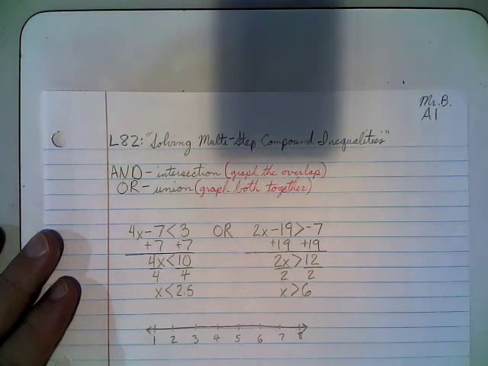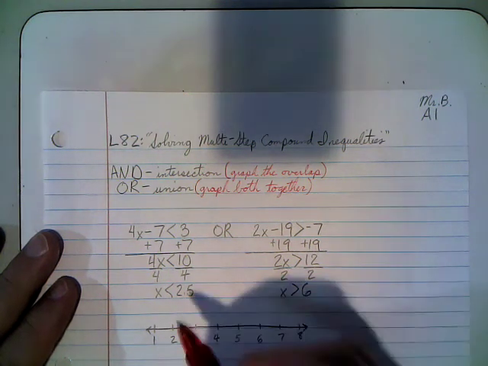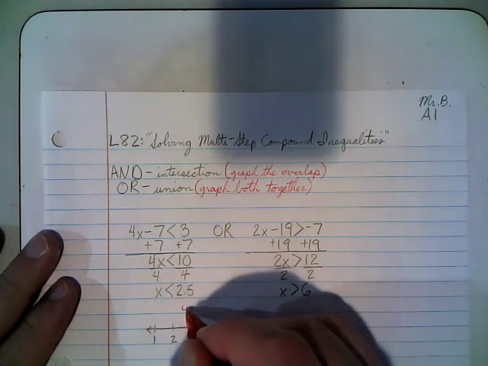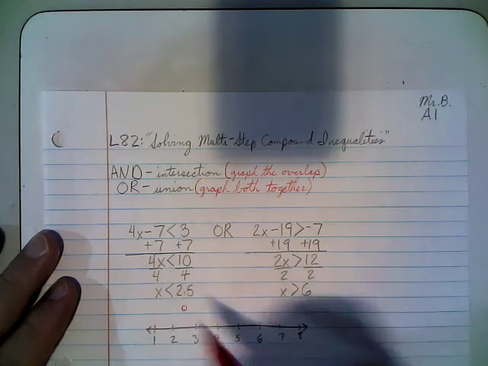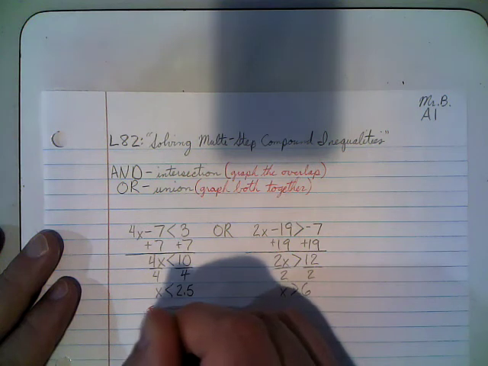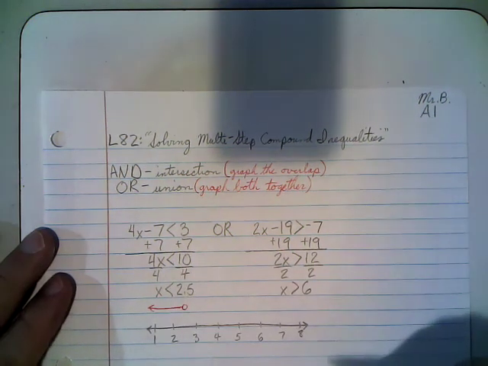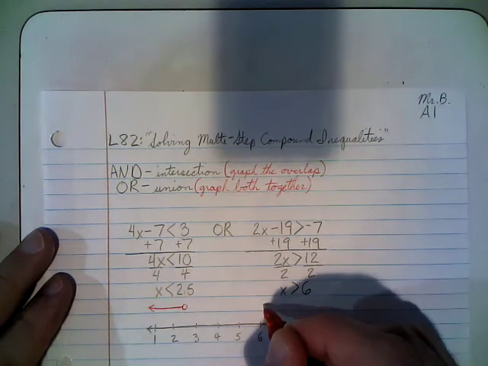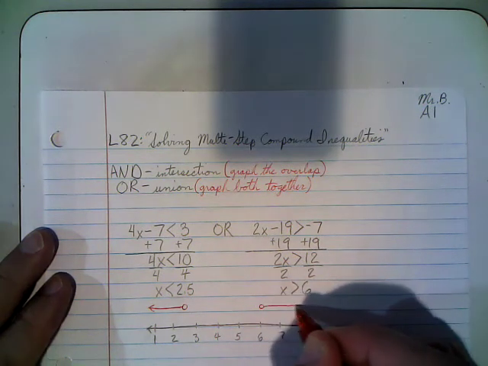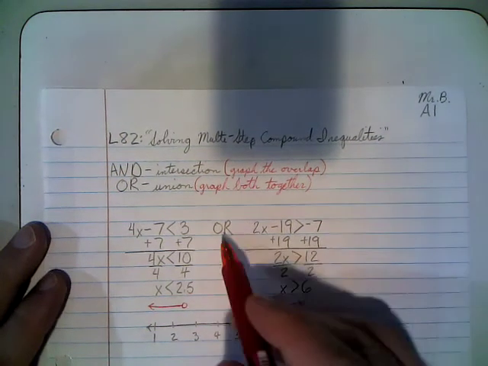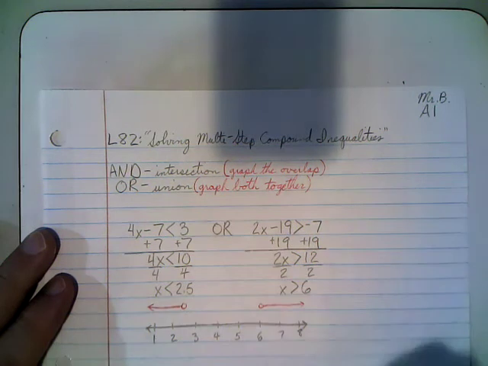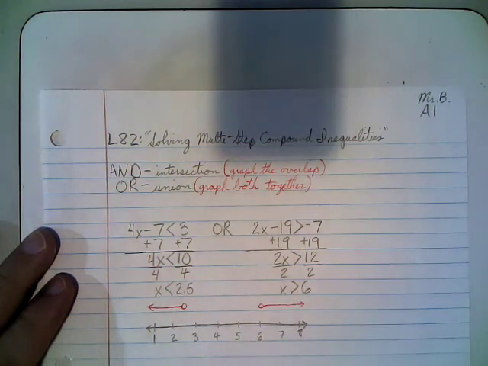Now, ladies and gentlemen, we need to do a little bit of thinking. Okay. So we have a boundary at 2.5, and since this is a less than, it's going to be an open dot boundary. And the less than is telling me to go less than. So that's going to go that way. This guy over here is a boundary at 6, and it's greater than, so greater than is telling me to go this way. And since this is an or, it's just going to be the union of these two, or just graph them both together. So there's no problem that these don't overlap.